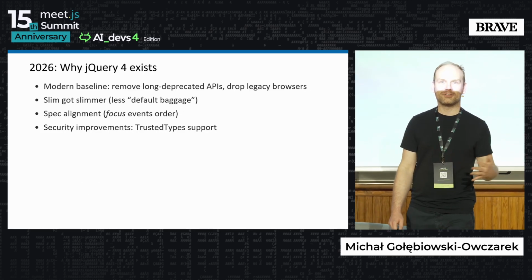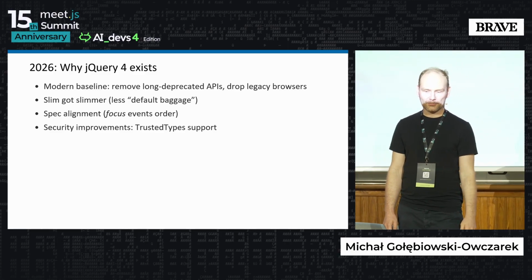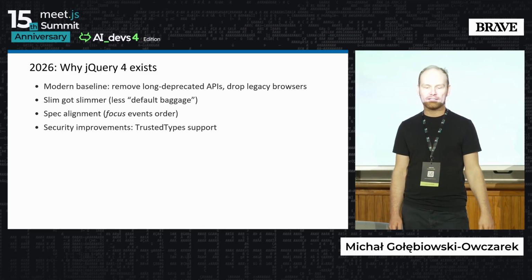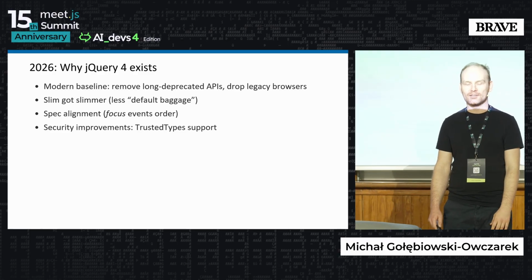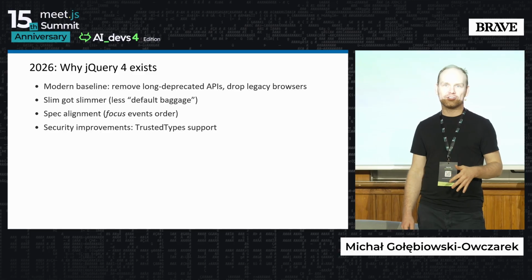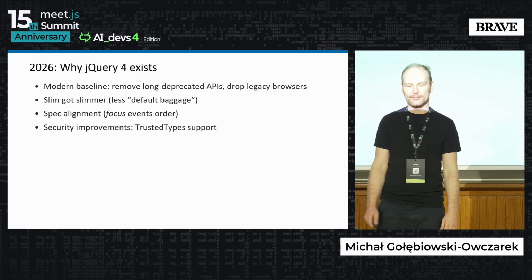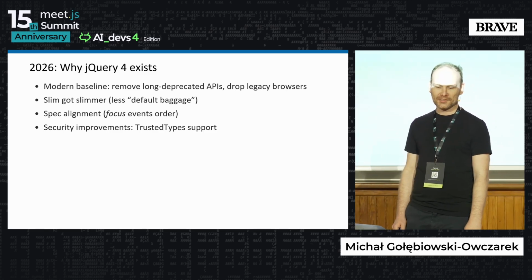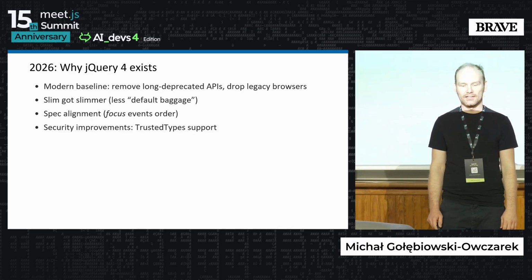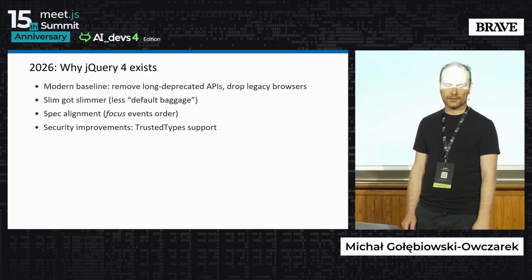So we've talked about why jQuery is still relevant, but why did we actually release a new major version that has some breaking changes? One reason is to make it more modern, to remove some long deprecated APIs, for example, ones that are natively supported and are totally not needed, and drop some legacy browsers. That both decreases the library size and makes maintenance easier for us. We also excluded more modules from the Slim build, for example, the deferreds module. It's more common nowadays to just use native promises. We did some spec alignment changes and also security improvements.